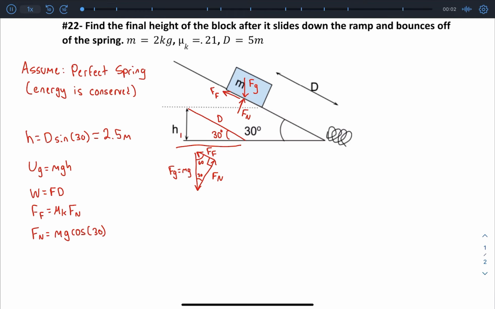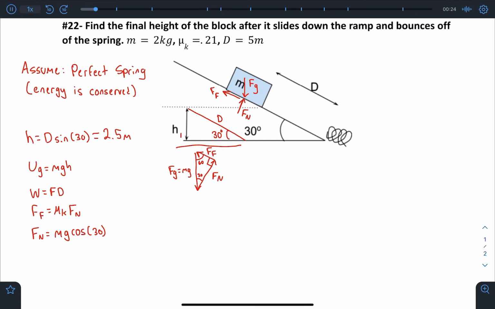Question 22 asks us to find the final height of the block after it slides down the ramp and bounces off the spring. We're given a nice diagram and a bunch of values, but one thing we're not given is a spring constant or any sort of measurements for the spring. And so because of that, we're going to assume that this is a perfect spring and all of the energy is conserved.